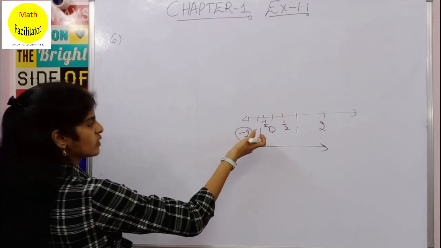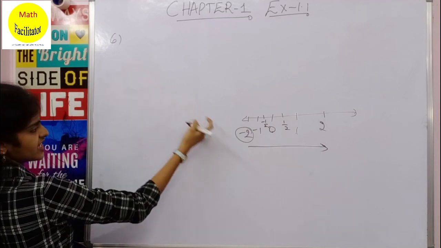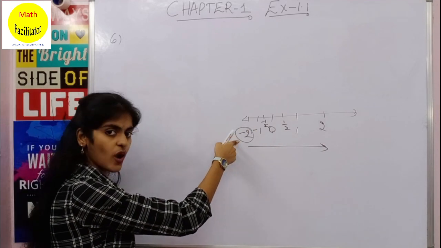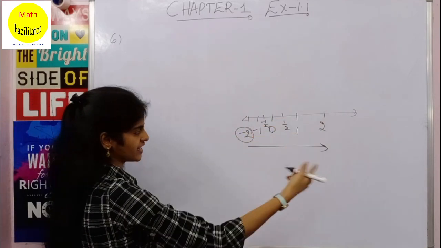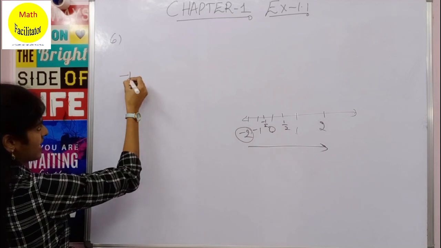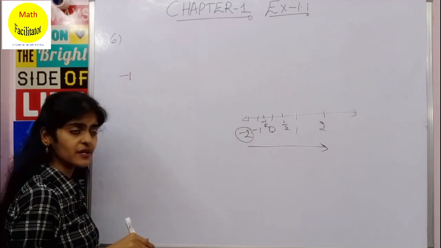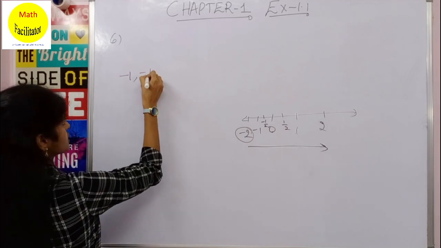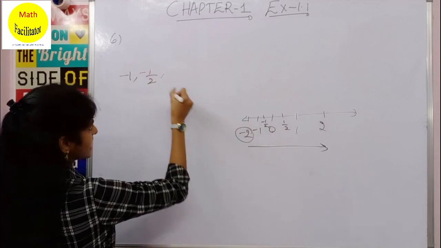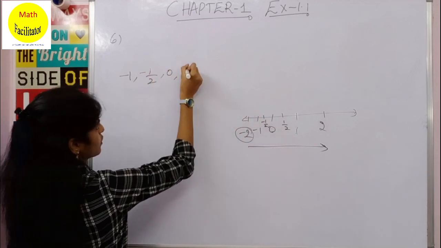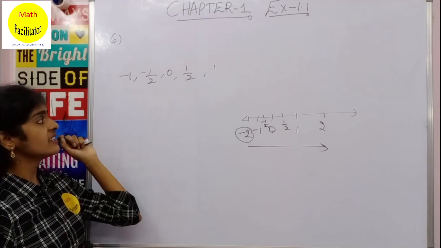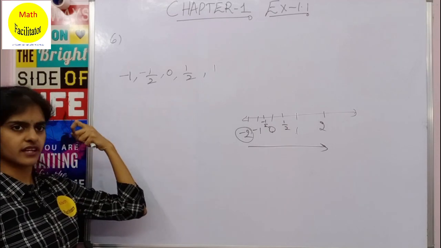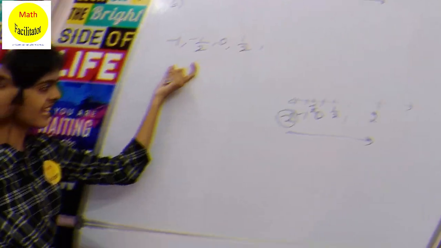So let me consider here. The rational numbers which are greater than -2 are, so you can take -1 also. -1 is also a rational number, right? You can take -1 by 2. You can take 0, you can take 1 by 2, you can take 1 and so on. So I have chosen 5 rational numbers which are greater than -2.